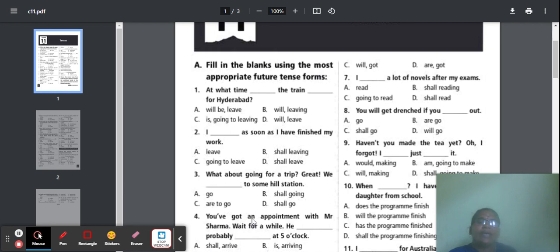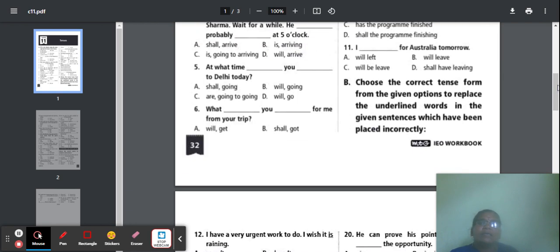Next, question number 4. You have got an appointment with Mr. Sharma. Wait for a while. He dash probably dash at 5 o'clock. So he will surely come. Reaching, arrive, isn't it? Very good. So he will probably arrive at 5 o'clock. The answer will be option E.